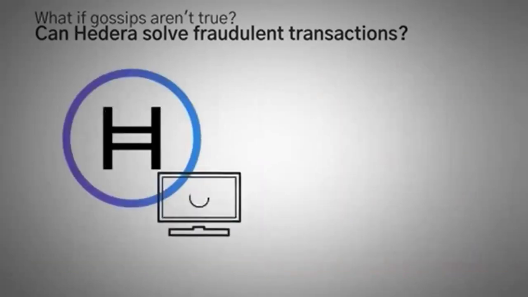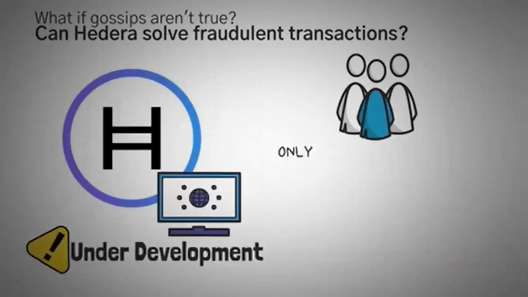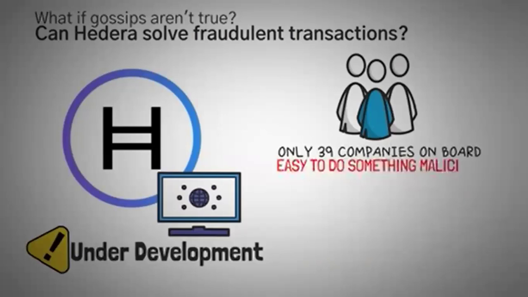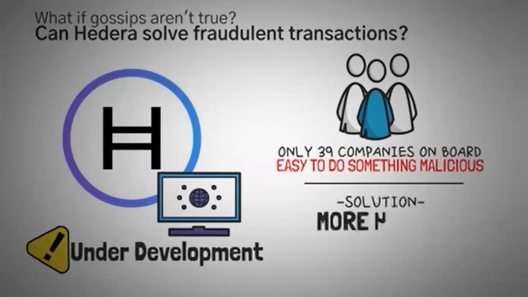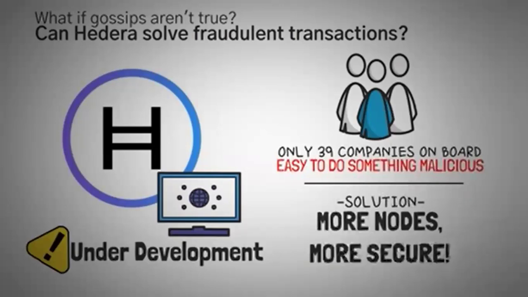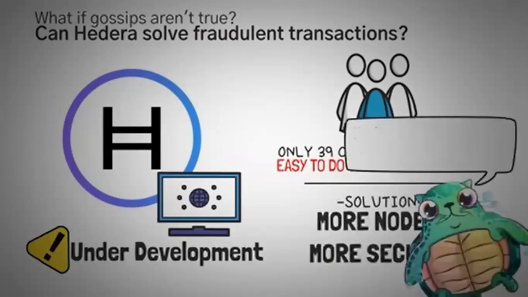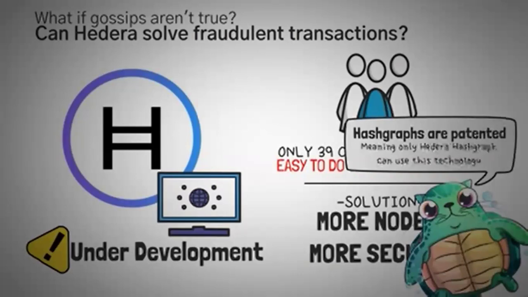Right now, while Hedera is still in development, there are only 39 companies that host nodes on its Hashgraph network. So honestly, it wouldn't be too hard to get a group of them to agree to do something malicious. They do say though that as the network grows and becomes more robust in terms of security and performance, Hedera will open node operations to more companies and even eventually individuals. Okay, so that's what a hashgraph does. Hashgraphs are patented, which is personally something I don't like seeing in decentralized technology, and it basically means that only Hedera Hashgraph can use this technology, nobody else can.